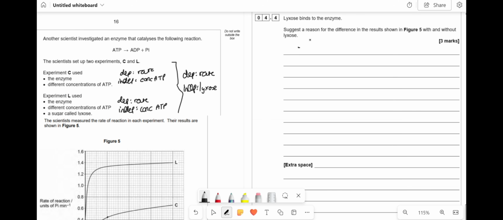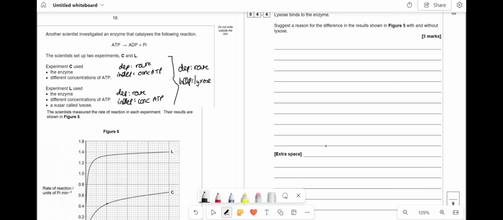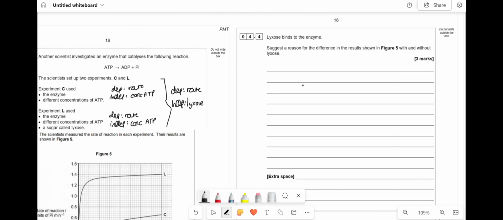So it says Lixose binds to the enzyme. Suggest a reason for the difference in the reaction shown in figure 5 with and without Lixose. I can already predict that people have probably started talking about enzyme substrate inhibitors and this and that, and completely fumbling the question. And I can see in the mark scheme, it tells you to ignore it straight away. And I can also see in the examiner report that lots of people started talking about it being an inhibitor, changing the shape, this and that. Which is, like, come on, man. Don't just answer the question based on what you think it's saying. Look at what it's telling you. If you have to scribble it out, then fine. That's what I sometimes have to do.